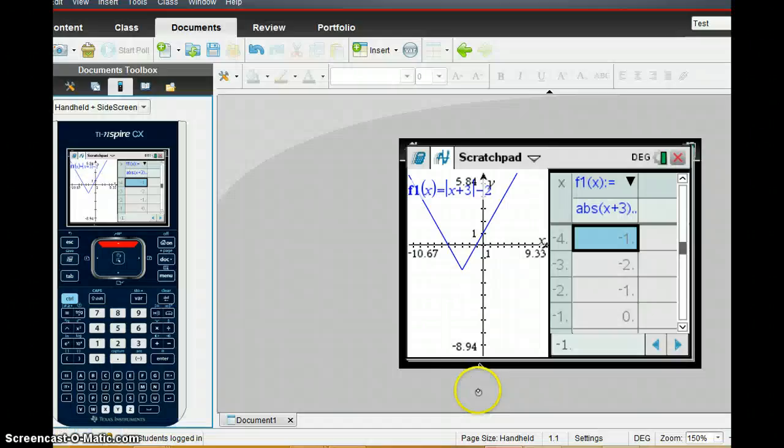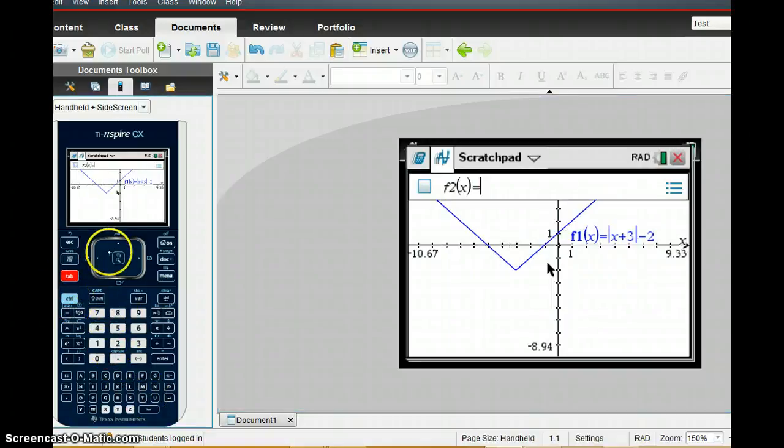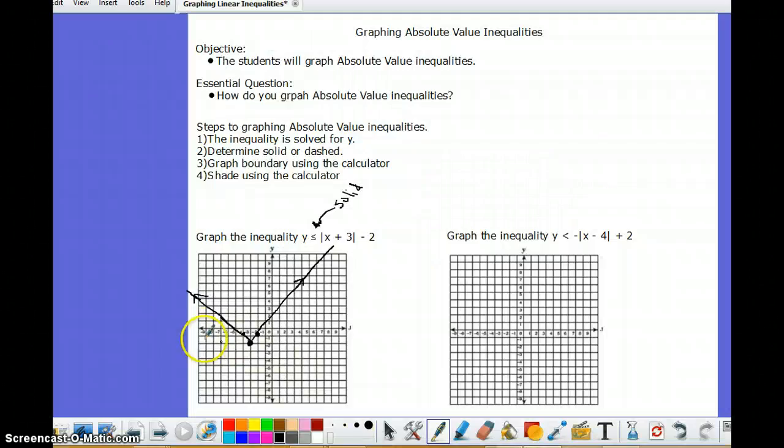So when we come back to our calculator, just like we did before, get rid of the table, press tab to come back here. We don't want the equal, we want the less than or equal to, which is 1. Hit enter, and sure enough, it is that space down below. So that means that our shading is going to be all of this down here.